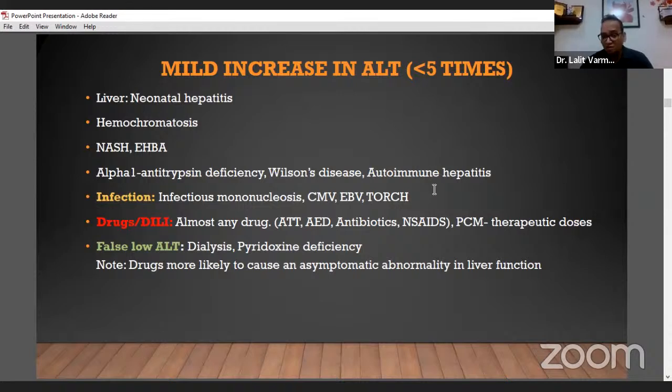Also, when we talk about ATT, a lot of times we face that the kid is on anti-tubercular drugs, but we have to change to second line because there is elevation of the enzymes. So of course anti-tubercular drugs, anti-epileptic drugs like sodium valproate, antibiotics, including all the antibiotics. It can be Augmentin, azithro, anything. Paracetamol at therapeutic doses collectively can also cause this. Of course, there we are talking about the toxic dose when there is poisoning, but here we're talking about therapeutic dose. False low ALT is seen in dialysis and pyridoxine deficiency. Any questions so far?